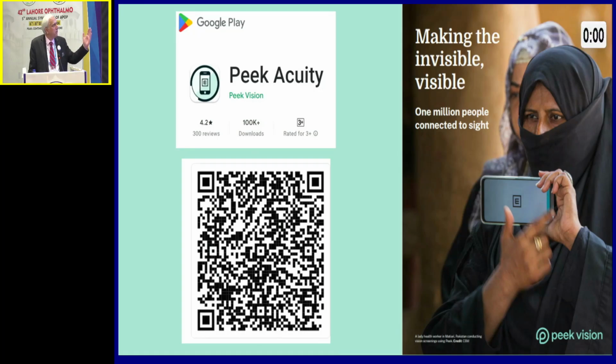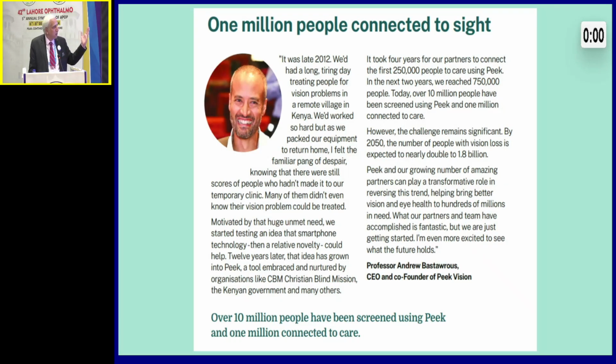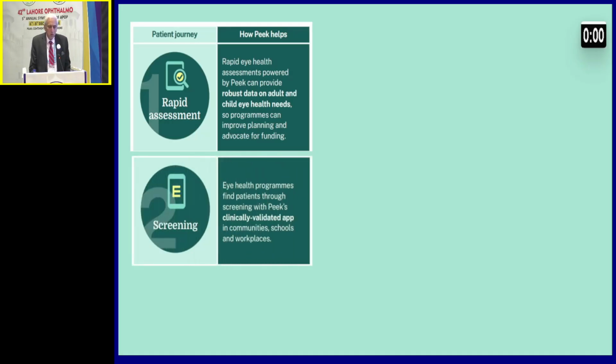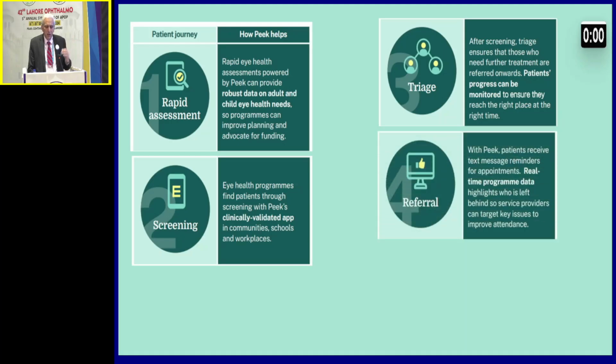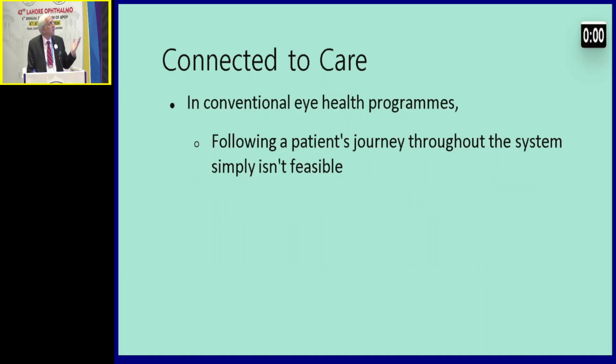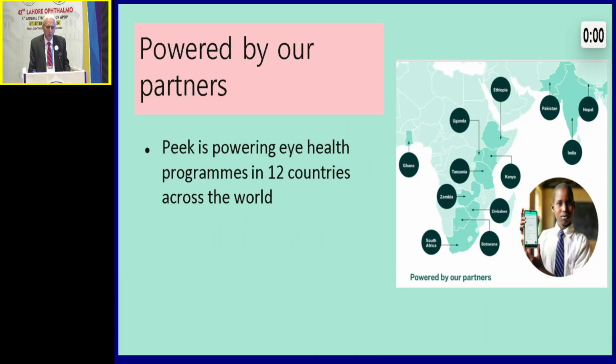And this is the Peak Acuity app, which you can download on the system. The person who's behind this is Professor Andrew Bastawrous at the London School of Hygiene, and he's developed it over I think 6 or 7 years, and they've done a lot of work in Kenya and other countries in Africa and in South Asia. What they do is rapid assessment, screening, triage, and referral, and data-driven optimisation. And so you get the patient connected to care, as I told you before, that the main reason is to get the patient into the system.